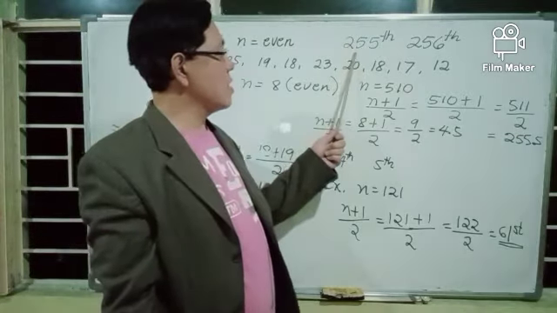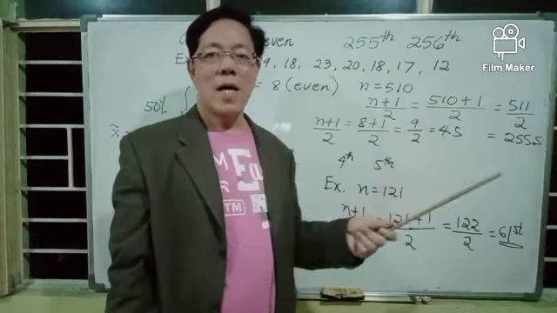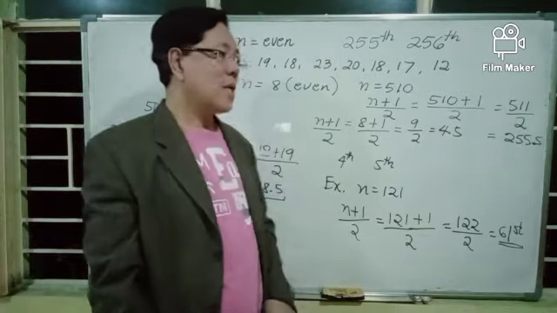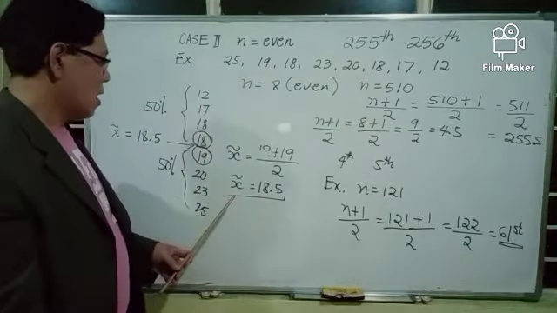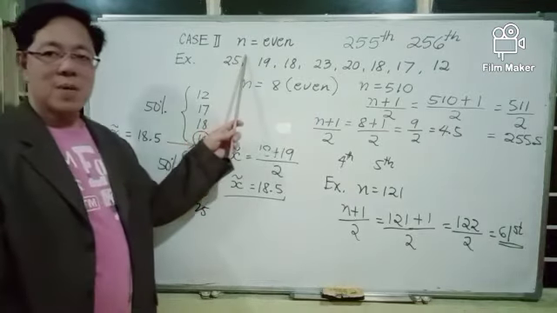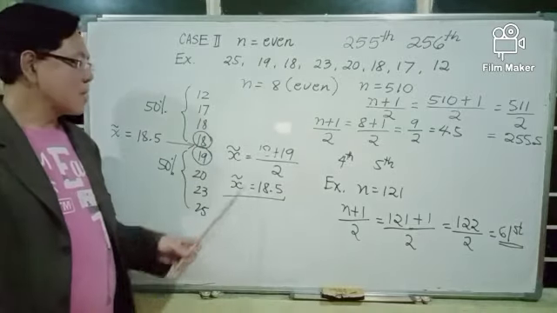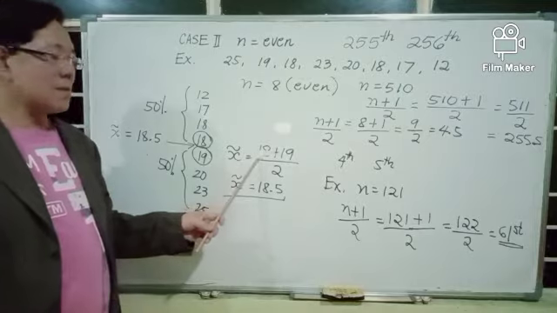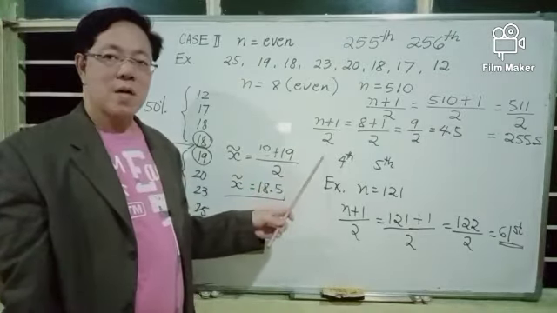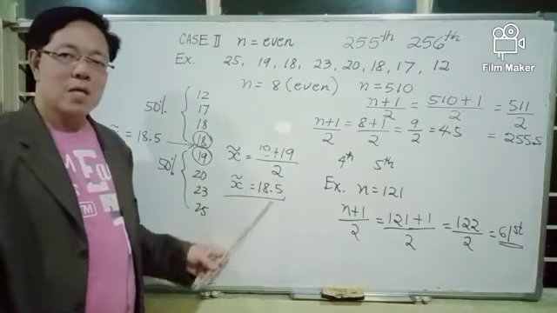the 255th score and the 256th score, and you add these two scores or observations or values, and you divide by 2. As we have done in this example, if the number of observations is even, you arrange the scores in ascending order or descending order, locate the two middle scores by computing n plus 1 divided by 2, and add the two middle scores and divide by 2, and you get the median.